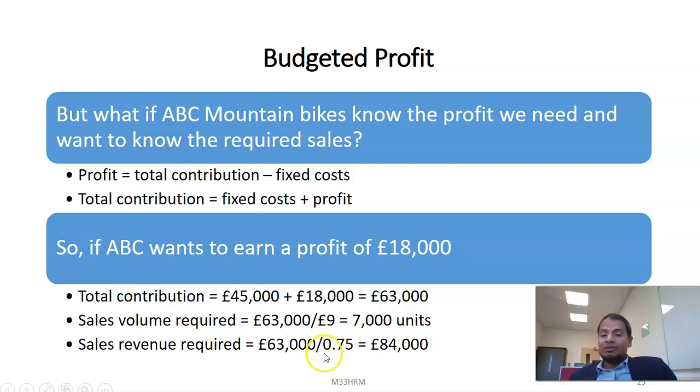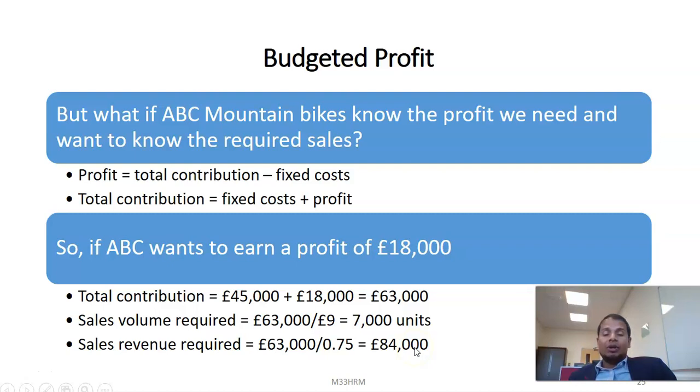So how did this 0.75 come? It is 9 out of 12, so this is 0.75, 9 divided by 12. So this is the contribution margin ratio. If you divide the total contribution by the contribution margin ratio, you'll get the total sales amount.